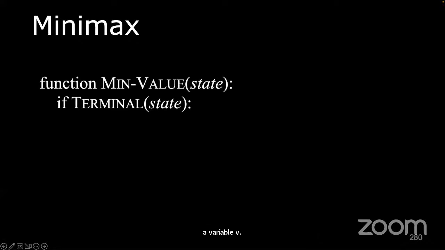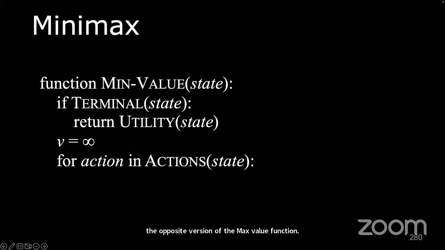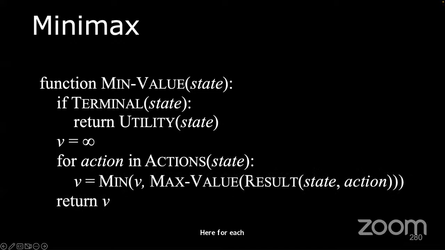The min value function is very similar, it's just the opposite version of the max value function. Here, for each action, it simulates the gameplay of the maximizing player from the resultant state, and from those states, it just picks the value which is the minimum.